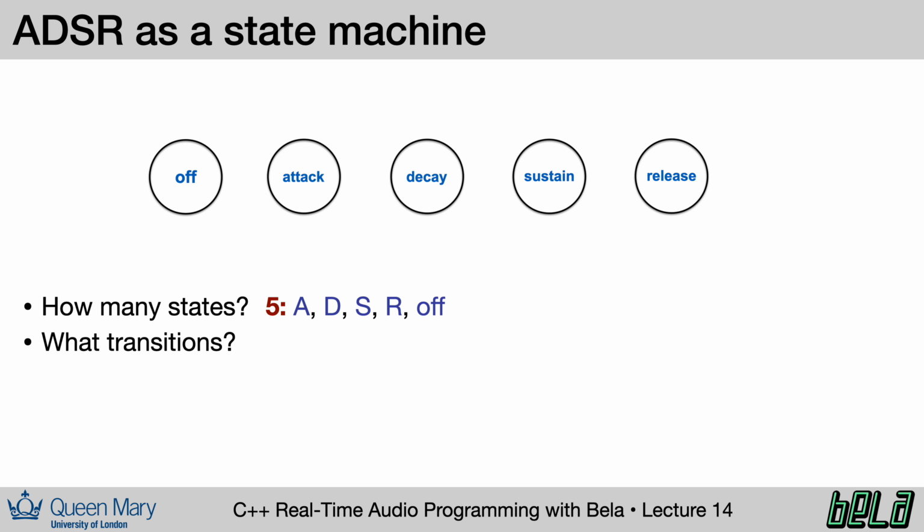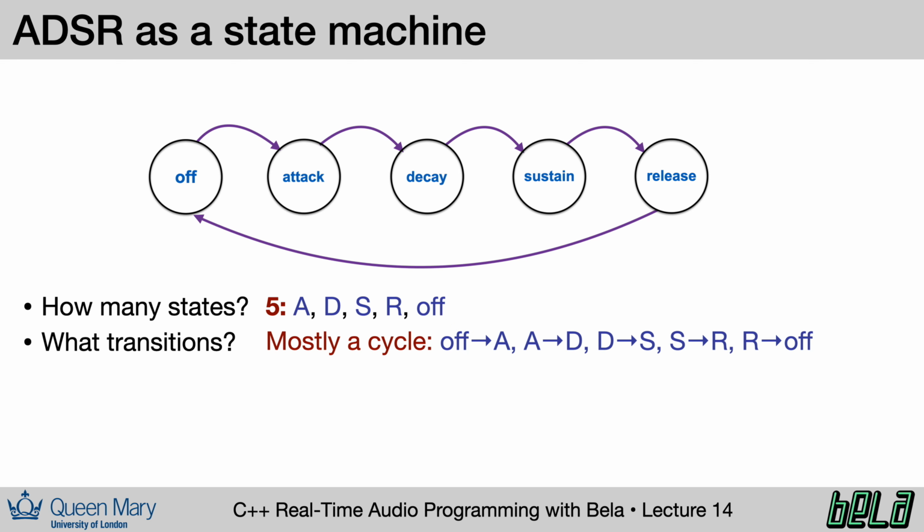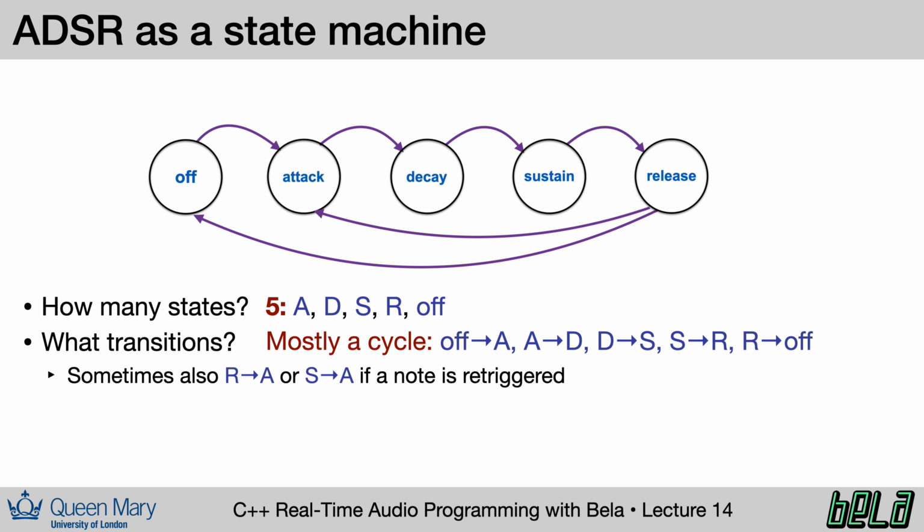possible between these states? For the most part, this is going to be implemented as a cycle. The off state goes to attack, attack goes to decay, decay goes to sustain, and sustain goes to release, and then finally the release state goes back to the off state. Sometimes there are some other transitions possible. For example, we could go from the release state or the sustain state directly back to the attack if there was another note onset during that time.